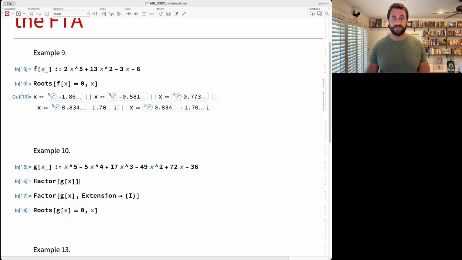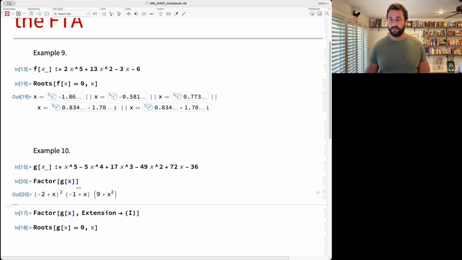And now I'm going to use the factor command. I'm just telling Mathematica to factor this. Let's see what it gives. Boom. It writes constants before variables, so it kind of changes the order here. -2 plus x, that's x minus 2. This is x minus 1. This is x squared plus 9. It just writes it in, I'll say, reverse standard order. But notice here, this is a linear factor, this is a linear factor, but this is a quadratic factor. So the factor command only factors over the integers, right?